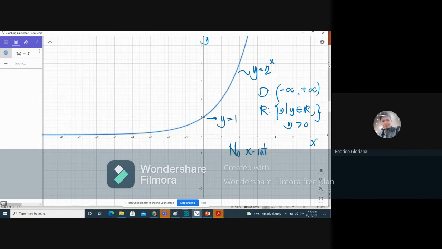If there is no x-intercept, it means we have no zeros of the exponential function. Okay, next, we also have the asymptote. Since y is greater than 0, your asymptote now is y is equal to 0. So that is the horizontal asymptote.